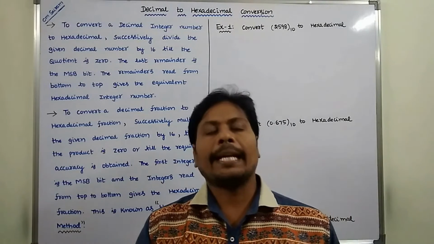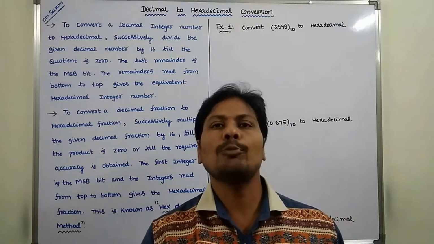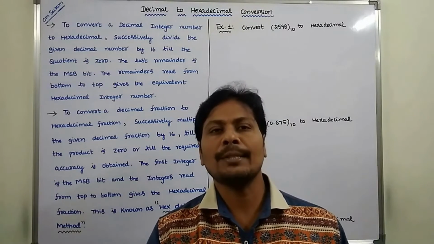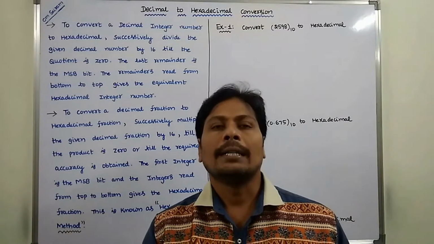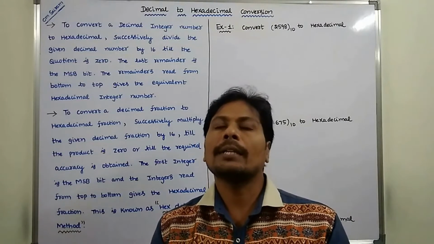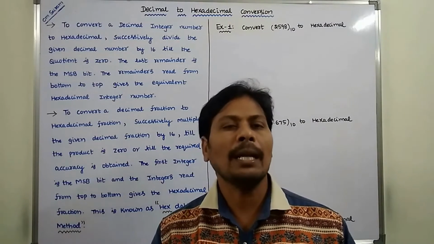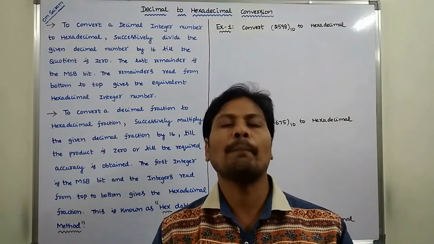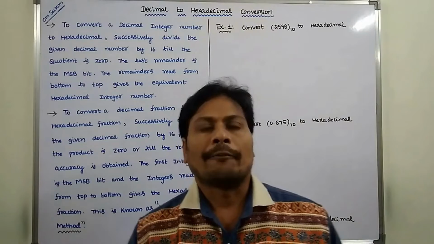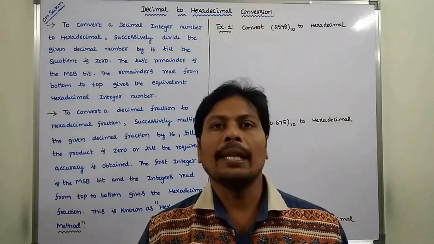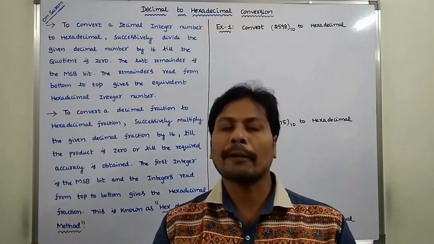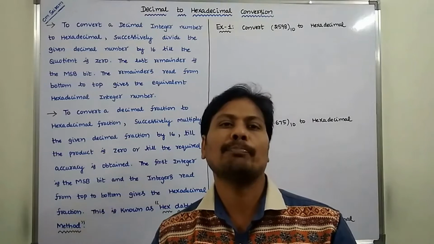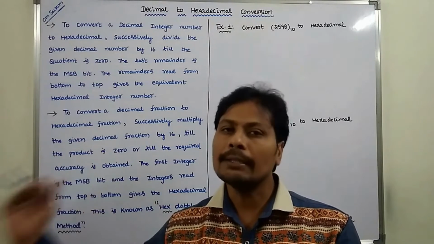Okay. Second method is the successive multiplication by 16 method. This method is used for converting a decimal fraction number into the equivalent hexadecimal number. In this method, first we have to multiply the given decimal fraction number by 16. Whatever result we are getting, from that result we have to separate the integer part and fraction part. The integer part can be written on one side.